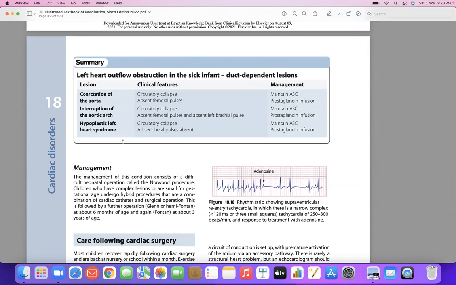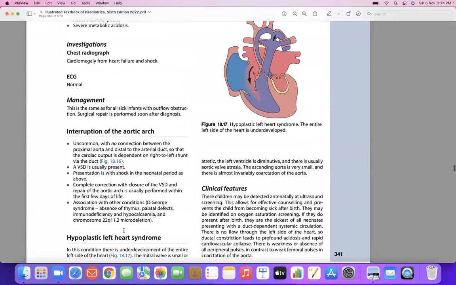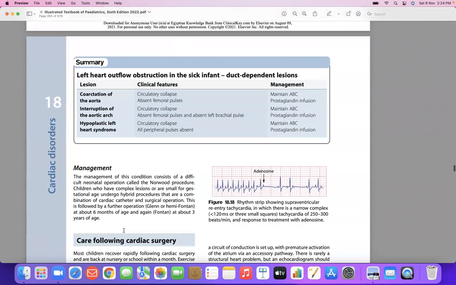So the management of the condition consists of a difficult neonatal operation called the Norwood procedure. Children who have complex lesions or are small for gestational age can undergo hybrid procedures that are a combination of cardiac catheter and surgical operation. This is followed by further operations, Glenn or hemi-Fontan, at about 6 months of age. Same as we read before. What is Glenn and hemi-Fontan? They are doing the same procedures here. And also there is the Norwood procedure.